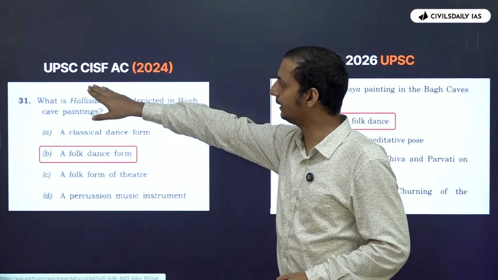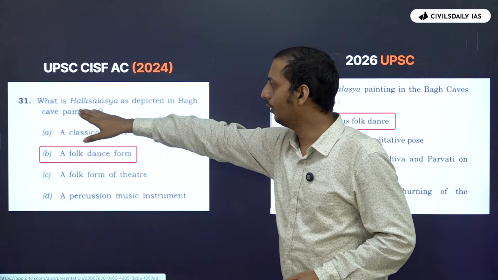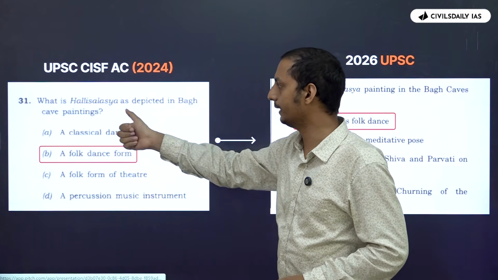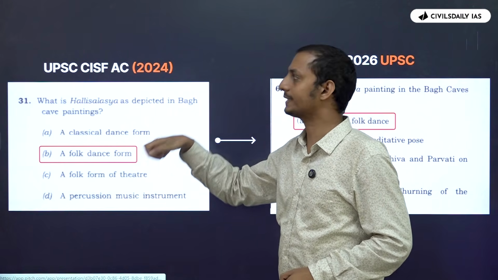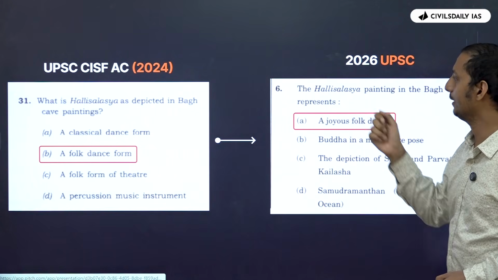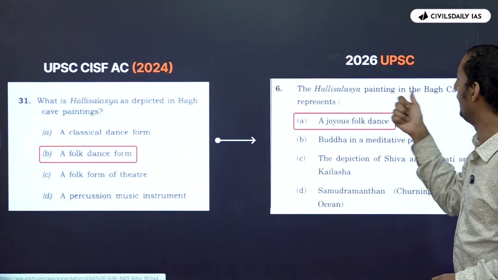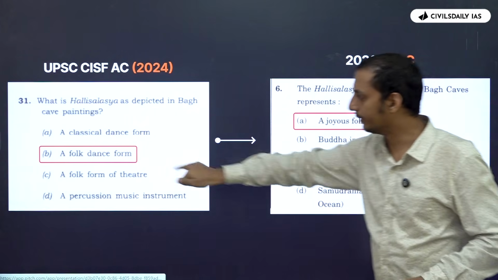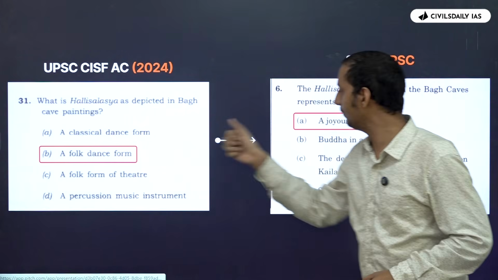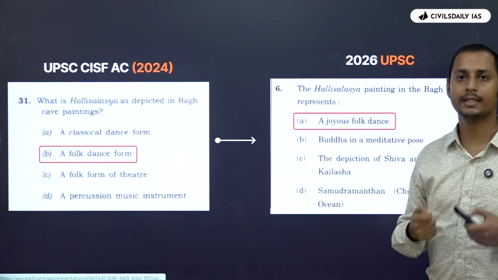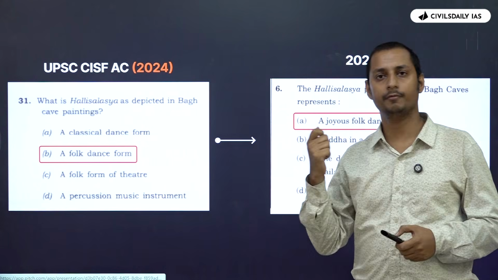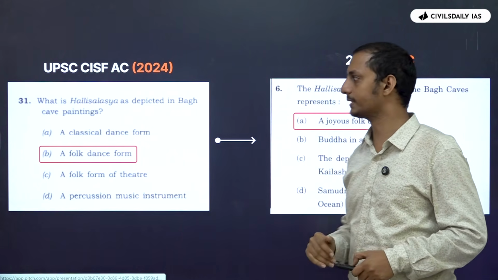Here in UPSC CISF Assistant Commandant, what is Halli Salaya depicted in the bark paintings? Classical form dance, a folk dance form. The same question has been asked in 2026. Halli Salasya painting in the bark canes represent. So here they have given a folk dance form, the same option, a joyous folk dance. So it's a direct hit. Previous one is from the 2024 CISF, right?